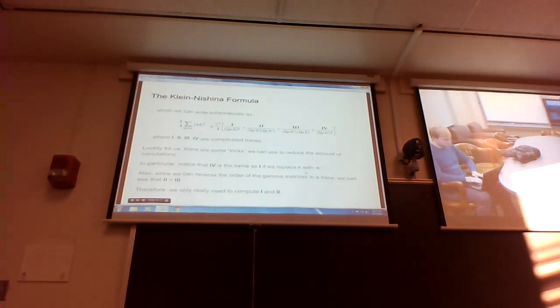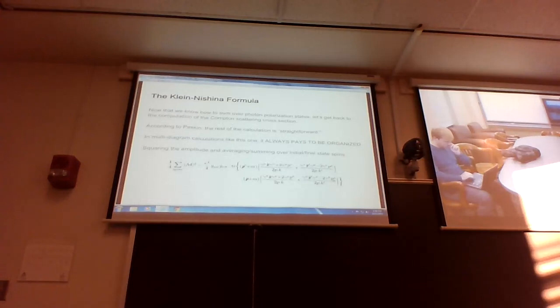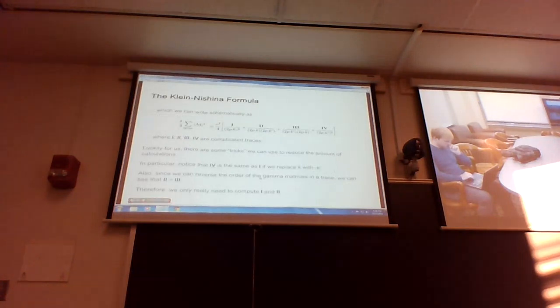Also, remember that you have all these tricks you can do with the gamma matrices. One of the tricks I just showed you is that if you have gamma matrices in a trace, you can reverse the order of the gamma matrices, and the trace is invariant under that flip. When you do that, and keep track of the indices, you can see that 2 and 3 are equal.